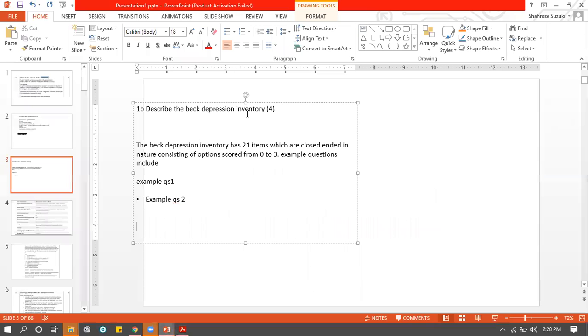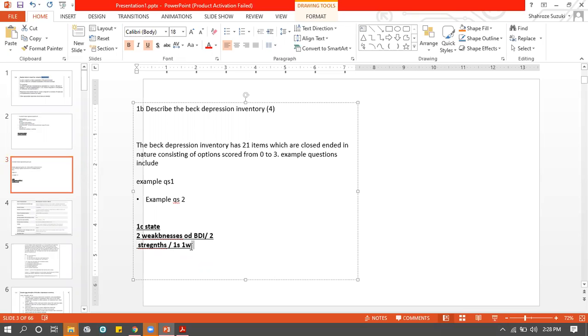So let's suppose in one part B I got the Beck Depression Inventory to describe. One part C: state two weaknesses of the Beck Depression Inventory, or two strengths, or one strength and one weakness. It's going to be one of these three. Anyways, if it comes as that, how are you supposed to tell a strength and weakness of a questionnaire? As in, how does it work?